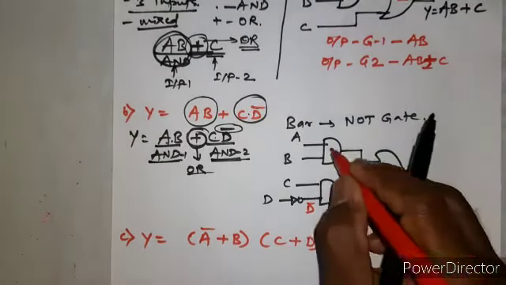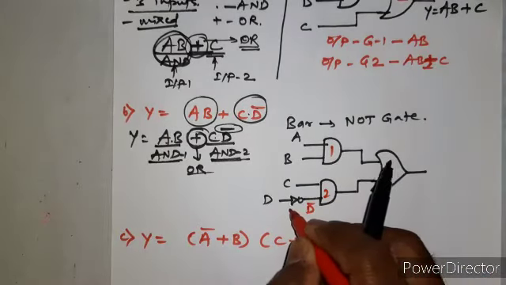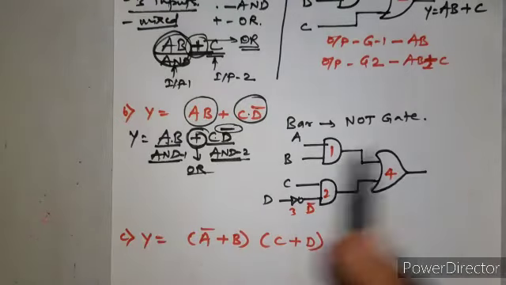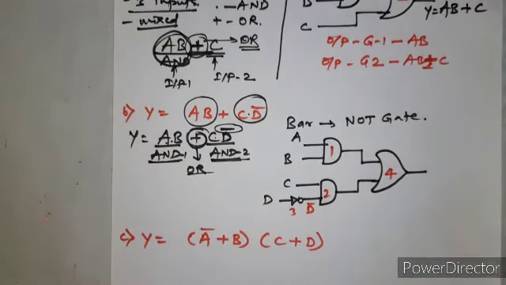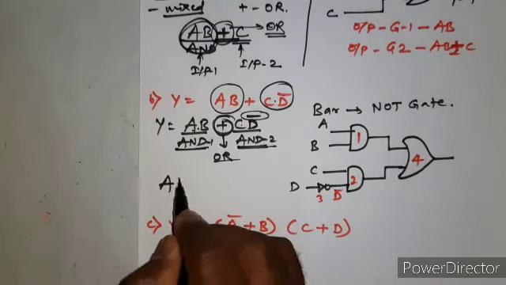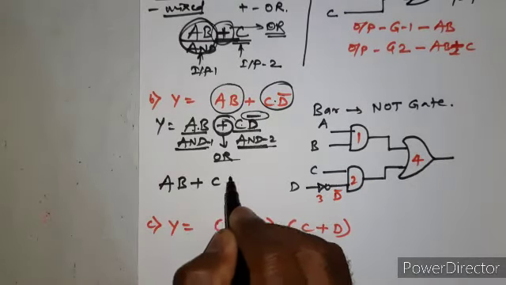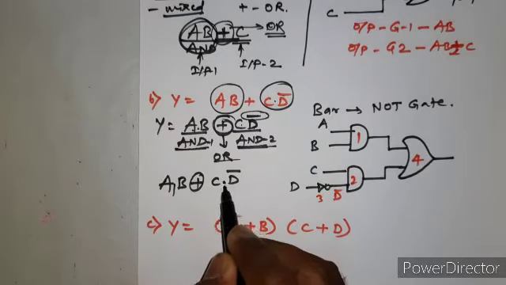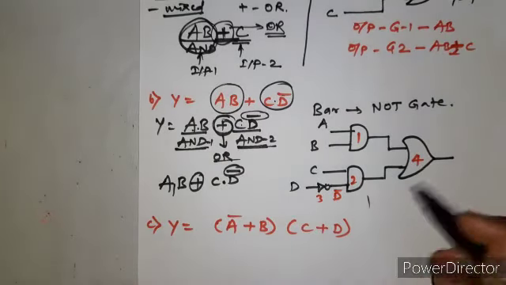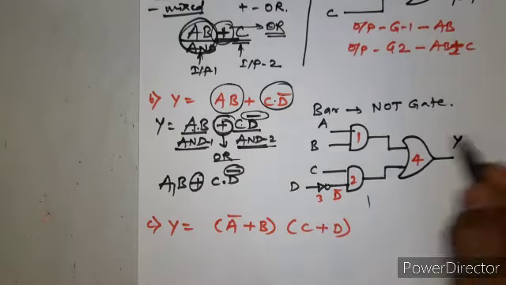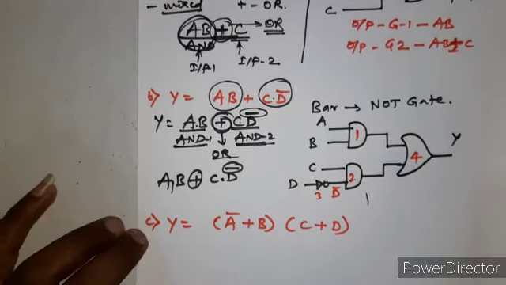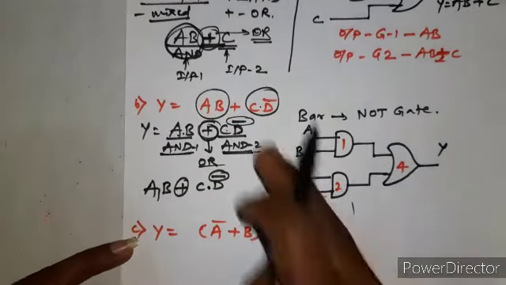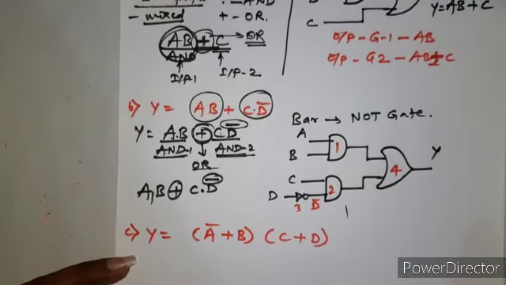Okay, so this is gate 1, gate 2, this is 3 and 4, right? So you can write down this equation here: AB plus CD bar. This is 1 gate, this is 2, this is 3 and this is 4. So 4 gates are required here to implement the given equation based on the logic gates.